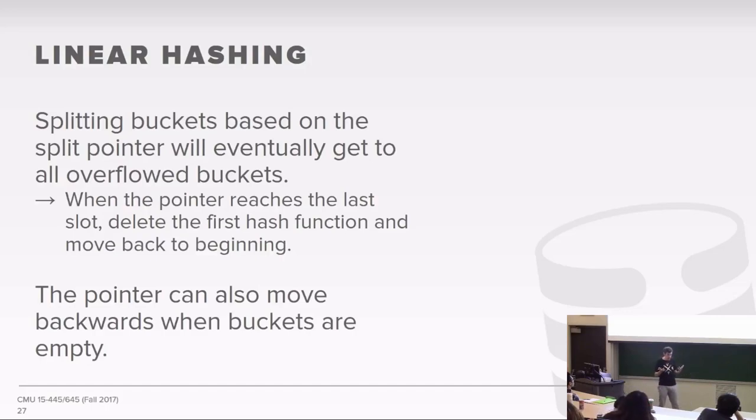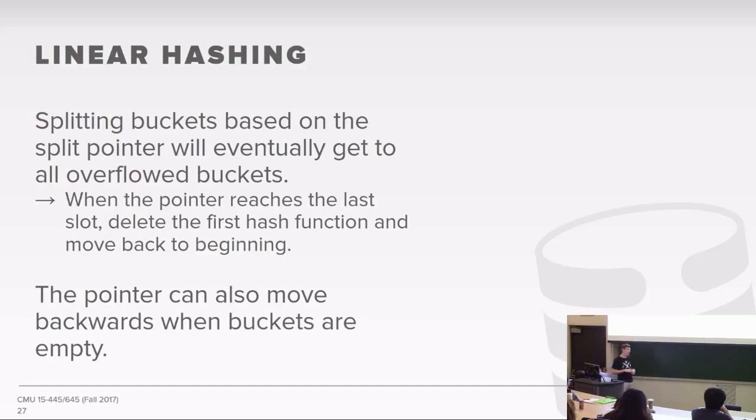And eventually, the split pointer will cover all the buckets, and the thing that may be causing all your overflows will get split, and then you can loop back around and do it again. So again, it seems like it's not doing the obvious thing, but the trade-off for not splitting the thing that overflowed immediately is that there's less metadata and less overhead of trying to figure out where something is located.